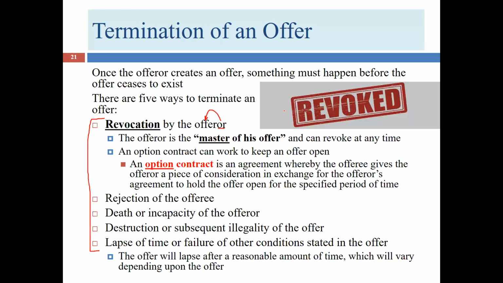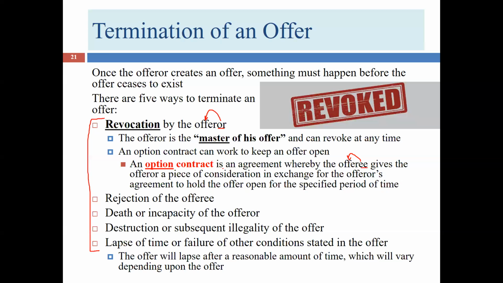And so now Bob has the right to accept the offer, and now Larry is in breach because he can't provide Bob with that car because he sold it to somebody else. So that's how an option contract works. Here's the definition. An option contract is an agreement whereby the offeree, again the person who receives the offer, gives the offeror, the person who's making the offer, a piece of consideration, it might be very small, in exchange for the offeror's agreement to hold the offer open for a specified period of time.